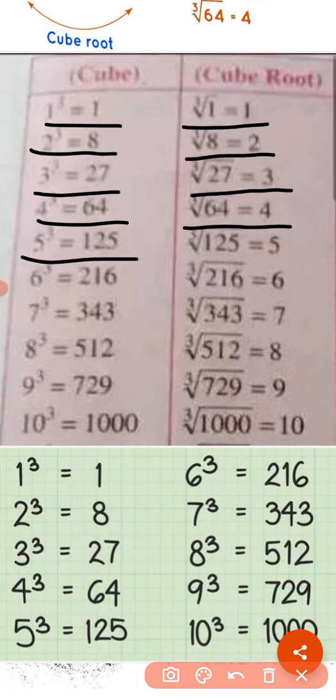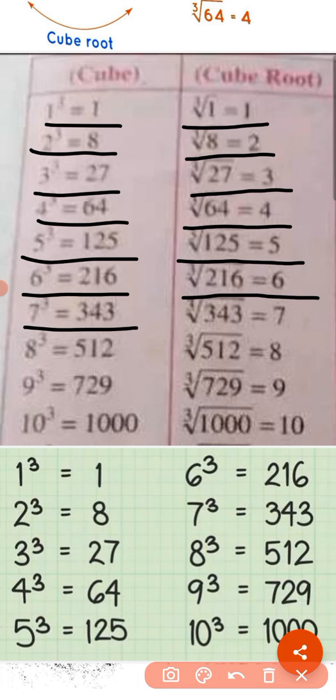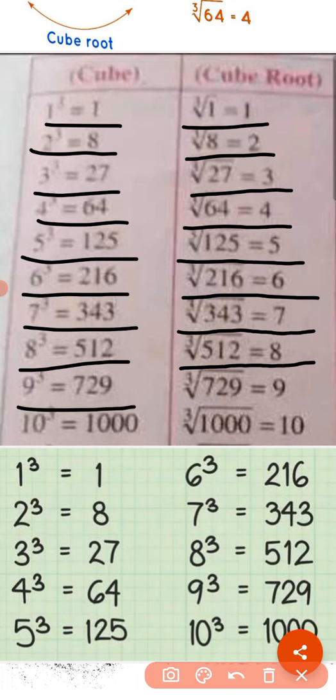5 cubed is equal to 125. So cube root of 125 is 5. 6 cubed is equal to 216. So cube root of 216 is 6. 7 cube is equal to 343. So cube root of 343 is 7. 8 cube is 512. Therefore, cube root of 512 is 8. 9 cube is equal to 729. So cube root of 729 is 9. 10 cube is equal to 1000. So cube root of 1000 is 10.